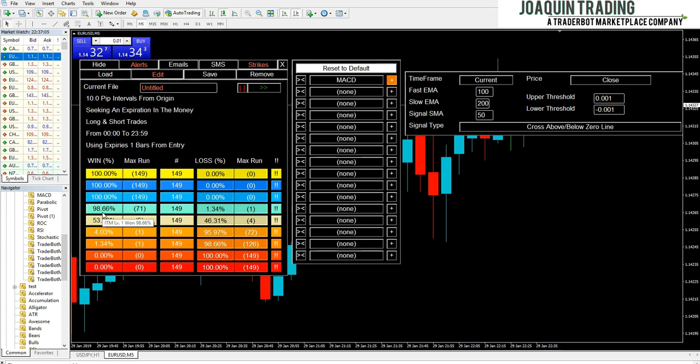So the tool suite is like the most powerful tool on the planet for figuring out what to do in the market.